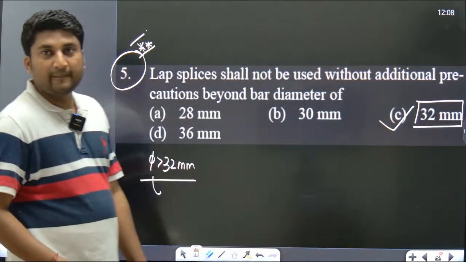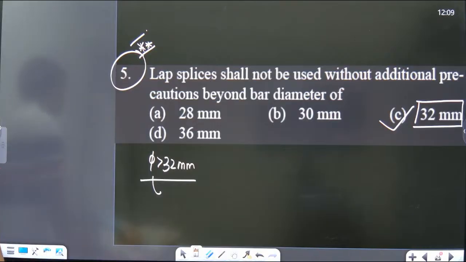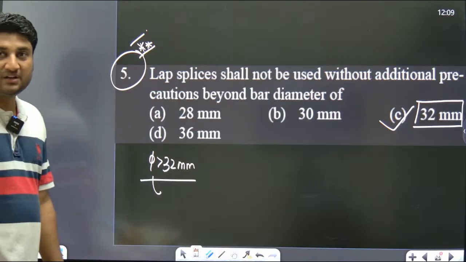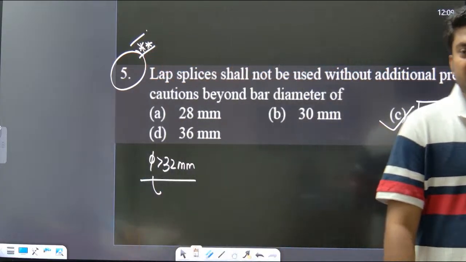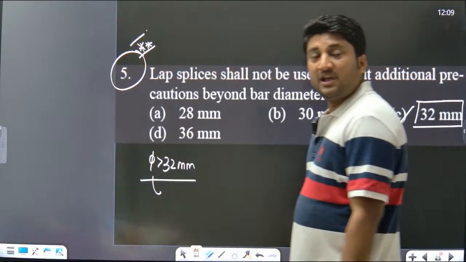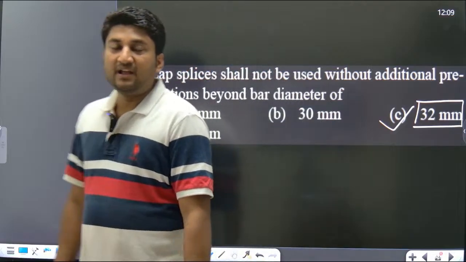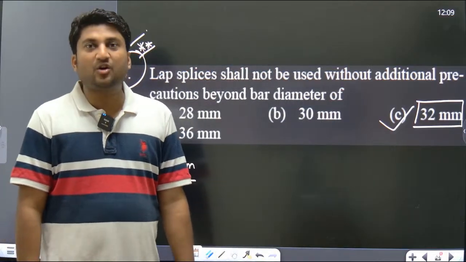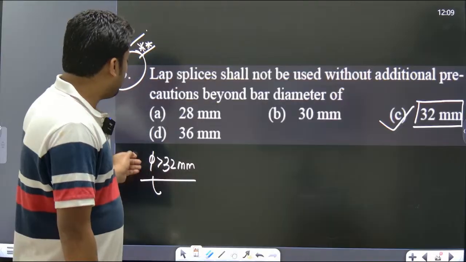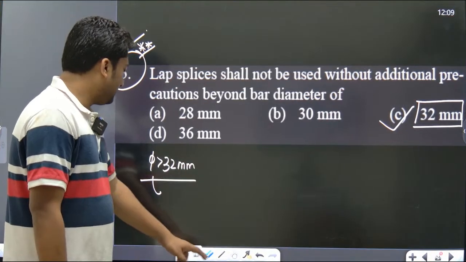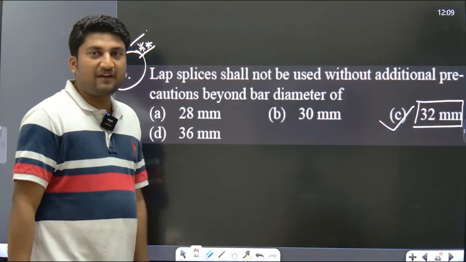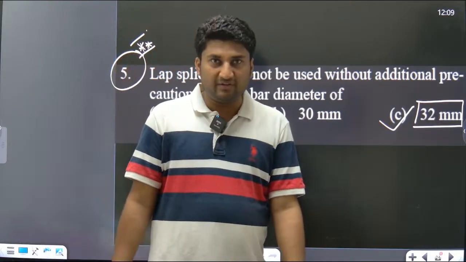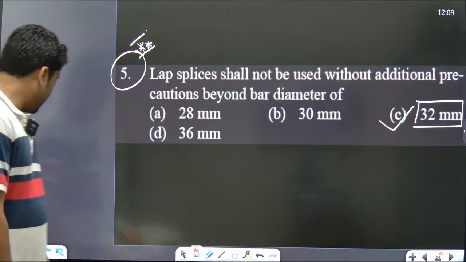Understood everyone? Yes, very good, Vignesh. Yes, this is the correct answer. Option C is the correct answer. I was expecting that you will give the answer as 36 mm, because in most of the textbooks you will find that the bars more than 36 mm shall not be lapped, they are welded. Now after the amendment, it is 32 mm. Clear? Very good. Now we'll move towards the next question.